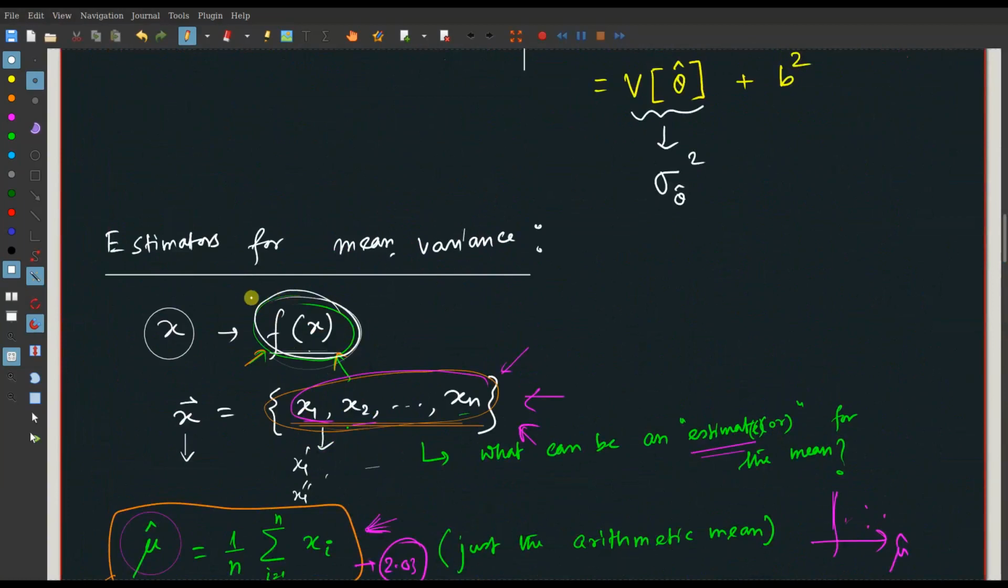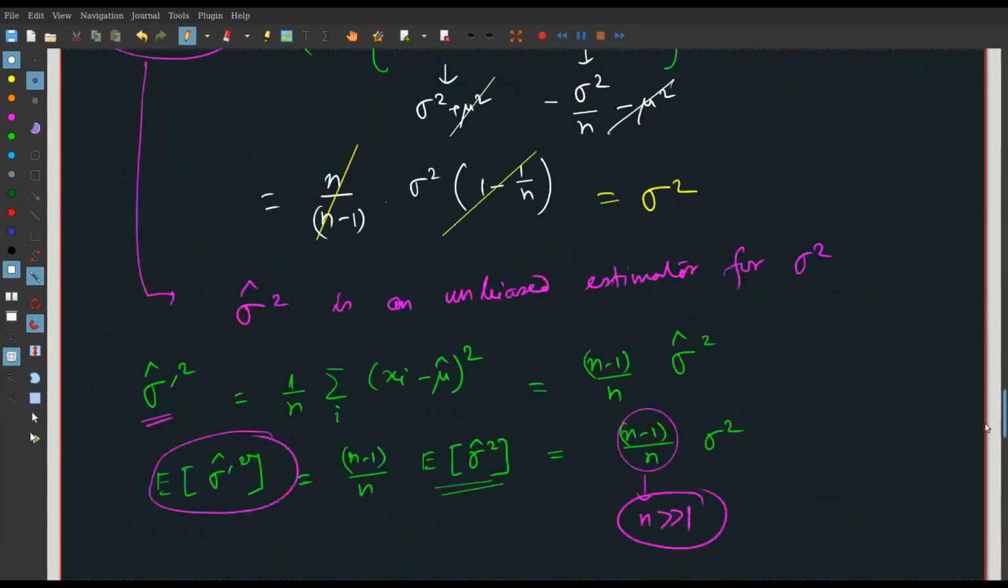Of course, the statistical error in my estimate will reduce if I reduce the error in my mother distribution, this fx. If this fx is very narrow, then the x's you sample from this fx will be very close to this average, because every time you pick one x at random, you will be very close to this. So inherently your sigma square will be very small. That's fine, but you do not have control over this. You do not know what distribution it comes from.